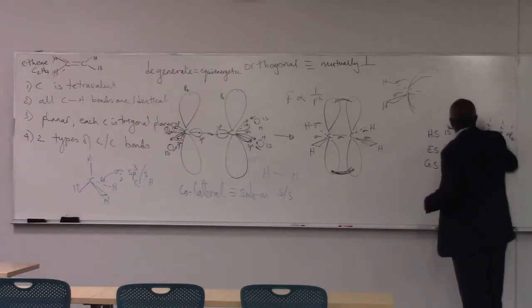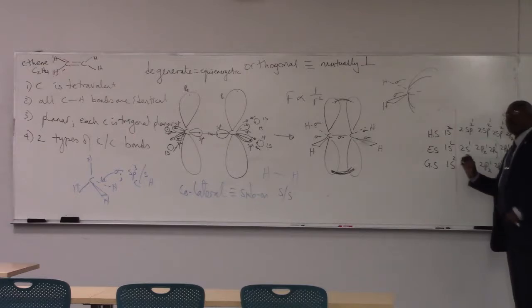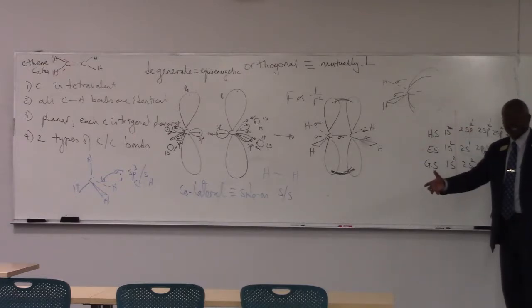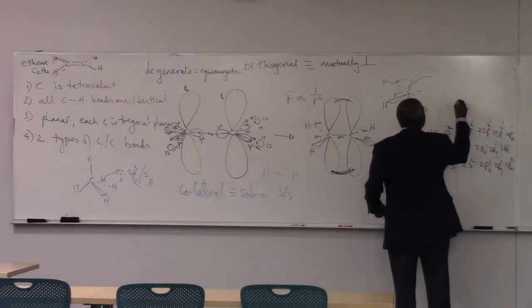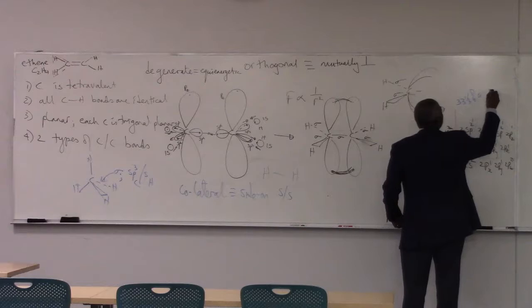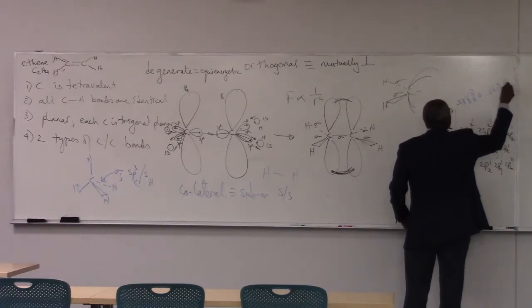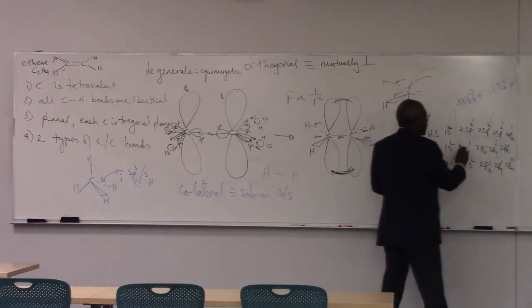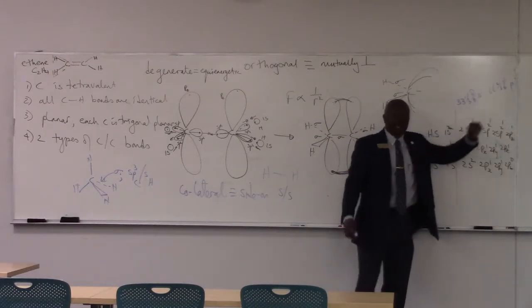The sp2 hybrid has 1 part S and 2 parts P. So it's 1/3 S character, 2/3 P character. So these are 33 1/3% S and 66 2/3 percent P. 1 of 3, 33 1/3, 2 of 3, 66 2/3.